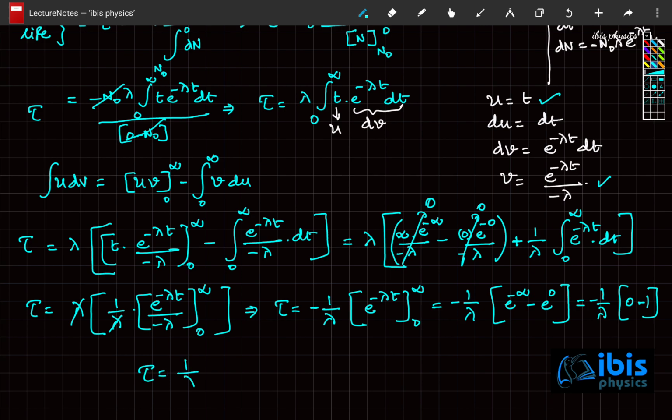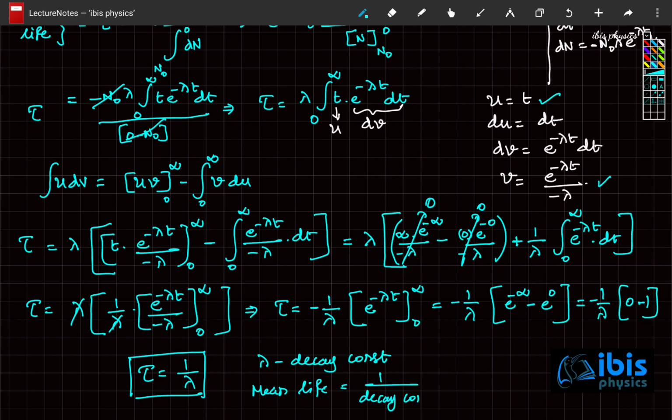Hence the mean life of a radioactive sample is the reciprocal of the decay constant. We know lambda is the decay constant. Hence the mean life of a radioactive sample is 1 by the decay constant.